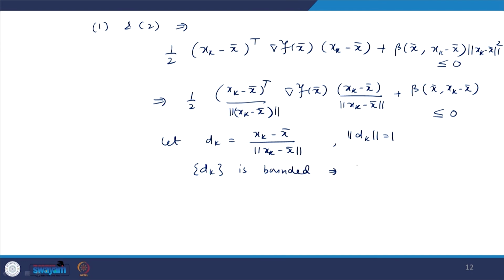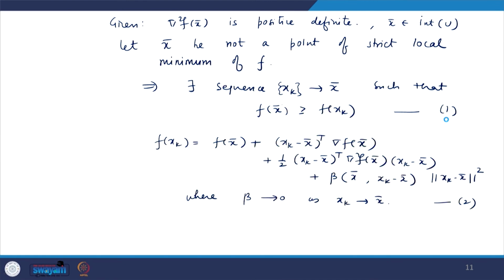So, we can write that the sequence of d_k is bounded. This implies there will exist a subsequence of d_k which will converge to d as k tending to infinity. So, what does this inequality imply then? This is now 3.